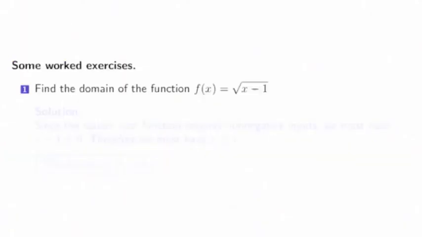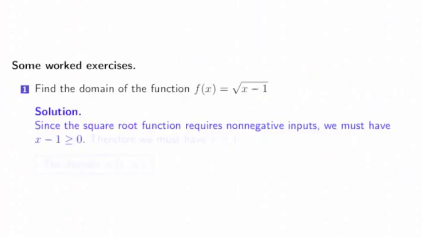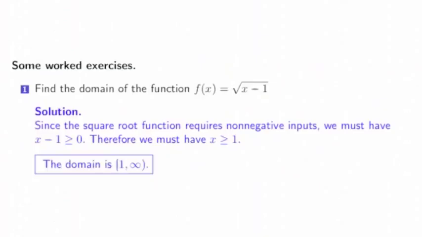Some worked exercises. Let's find the domain of the function f of x is the square root of x minus 1. Earlier we had said that a square root function requires non-negative inputs. So here we must have x minus 1 being non-negative. If x minus 1 is greater than or equal to 0, then x has to be greater than or equal to 1. So our domain is all numbers from 1 to infinity, including the number 1. Hard bracket 1 on the left.